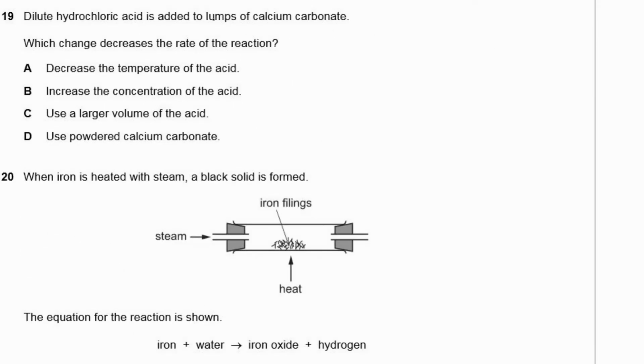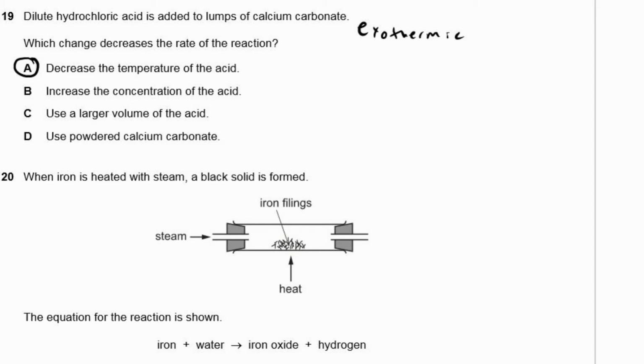Question 19. Dilute hydrochloric acid is added to lumps of calcium carbonate. Okay, so the hydrochloric acid going into calcium carbonate, that's an exothermic reaction. Okay, so which change decreases the rate of reaction? Which change slows it down? So if we decrease the temperature of the acid, that will slow down the reaction. But also, decreasing temperatures of reactions is generally going to reduce the rate of the reaction.